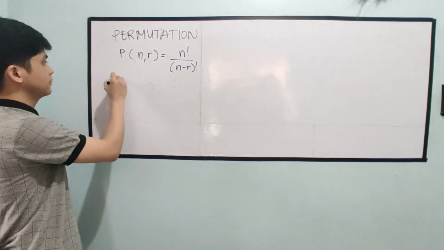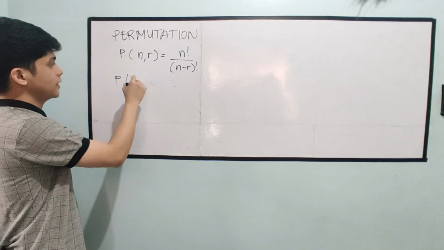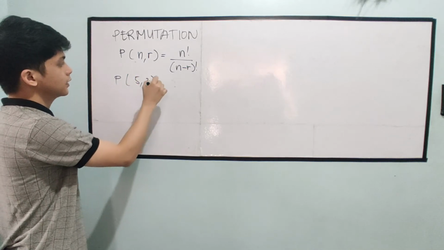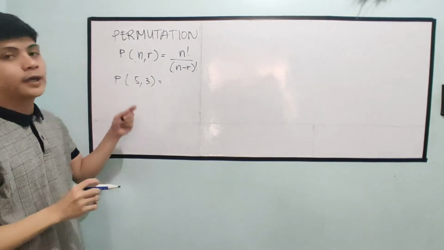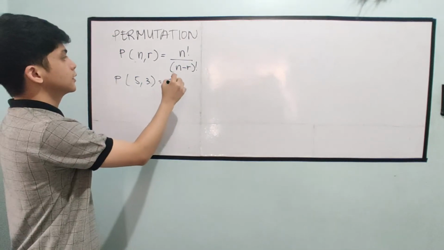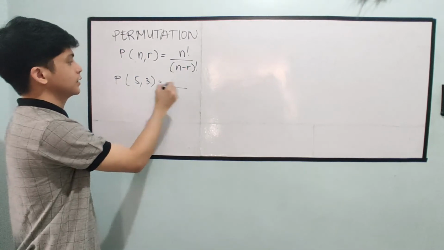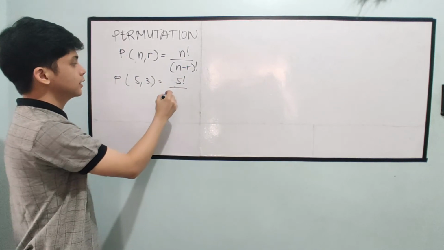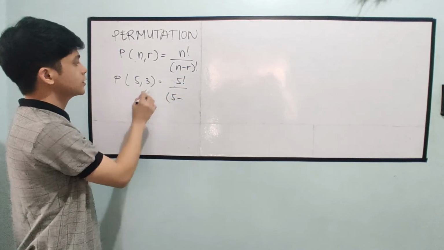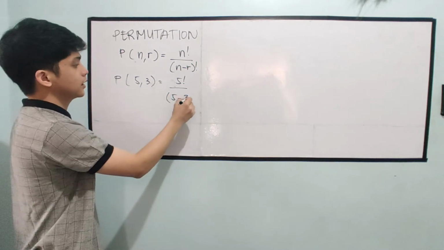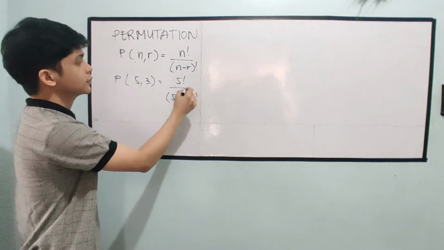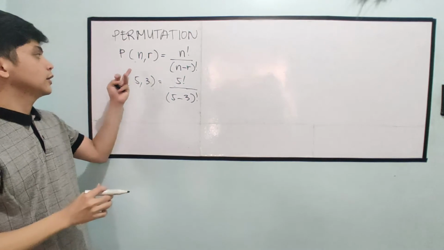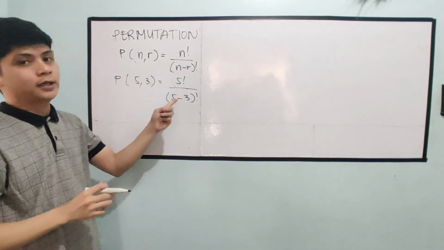For example, permutation of 5 taken 3. So isa-substitute lang natin. So yung n natin is 5, so 5 factorial. Then 5 minus r, so r natin is 3 factorial. Okay? Isa-substitute lang natin yung n tsaka r dito sa formula natin.